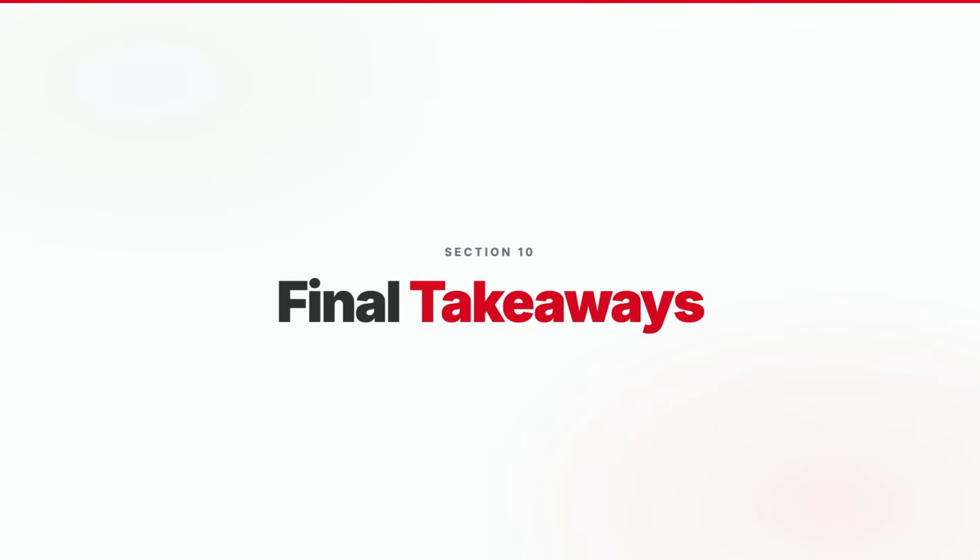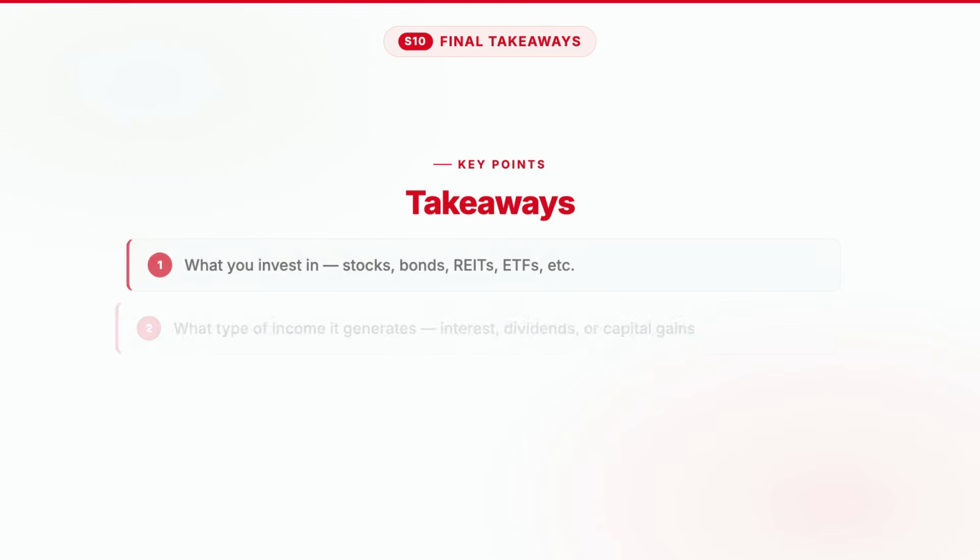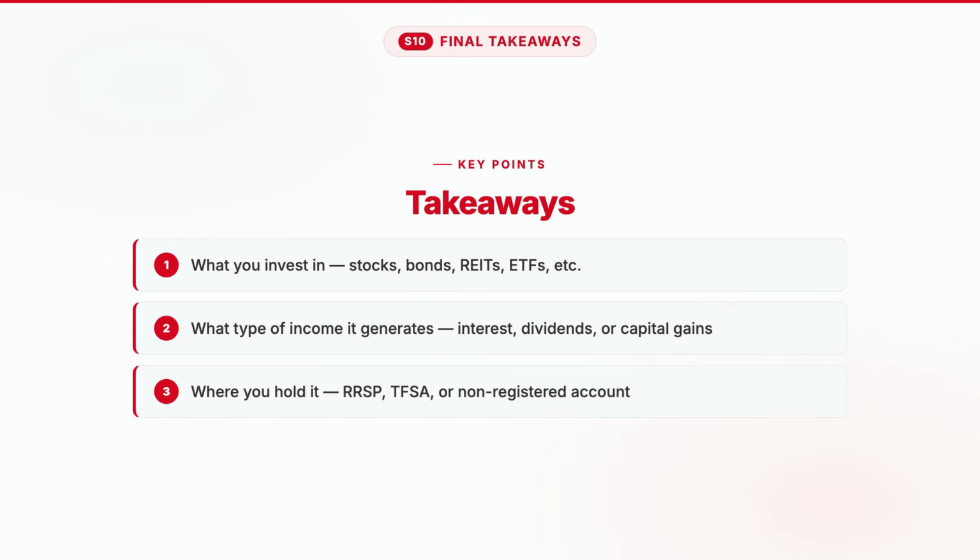Final takeaways. Tax-efficient investing isn't complicated, but it requires intentional thinking about 3 dimensions. Here's the order: what you invest in, stocks, bonds, REITs, ETFs, etc.; what type of income it generates, interest, dividends, or capital gains; where you hold it, RRSP, TFSA, or non-registered account. Get all 3 right, and you can significantly reduce your tax bill without taking excess risk or breaking any rules.